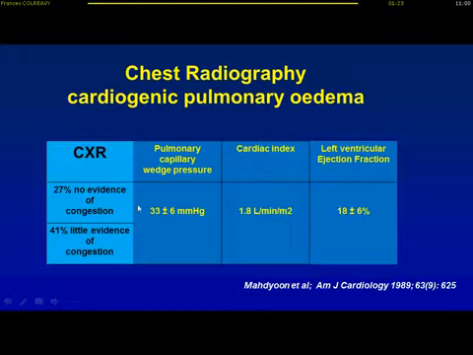This study in patients who had pulmonary artery catheters inserted, with very elevated pulmonary capillary wedge pressures, very low cardiac index, and very poor systolic function, found that by chest X-ray, in 27% of those patients there was no congestion, and in 41% of them there was little evidence of congestion. And I think that's what our problem often is.